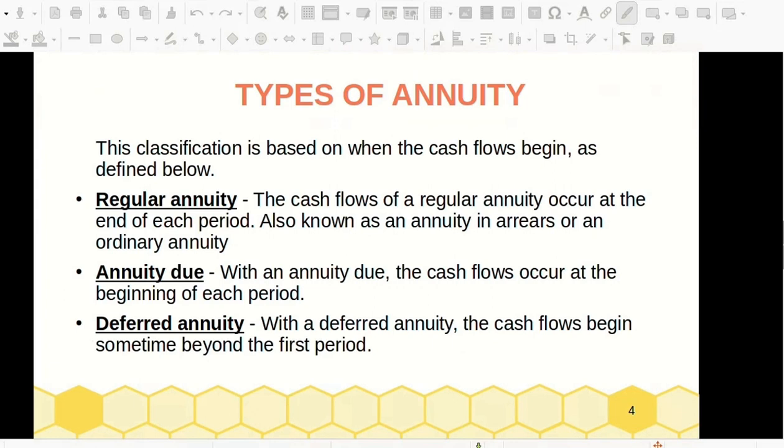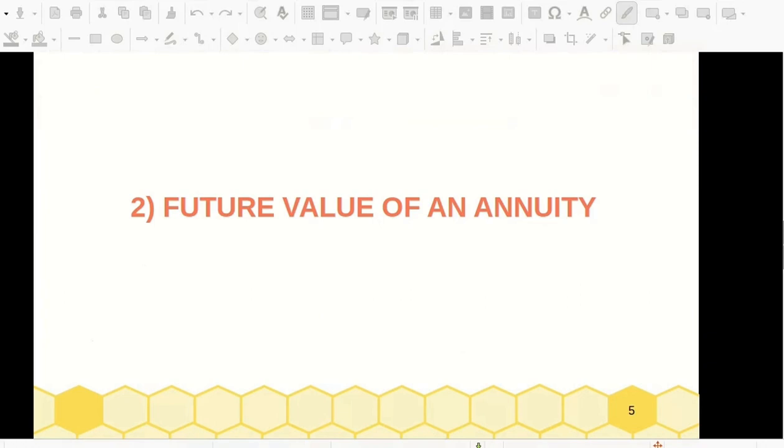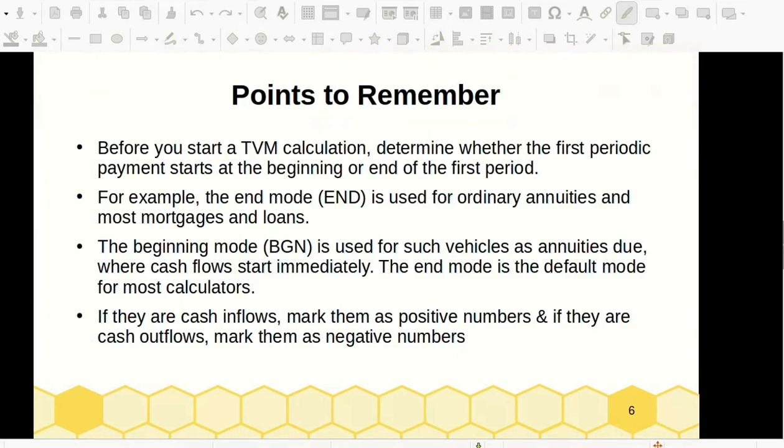Now let's see how to find the future value of an annuity. So just to remind you, what's an annuity? It's a series of regular cash flows. Before we jump into the calculations, there are some important points to remember. Before you start a TVM calculation, determine whether the first periodic payment starts at the beginning or at the end of the first period. For example, if the first payment starts at the beginning of the year, then immediately set your calculator to the beginning mode, that is, the BGN mode.